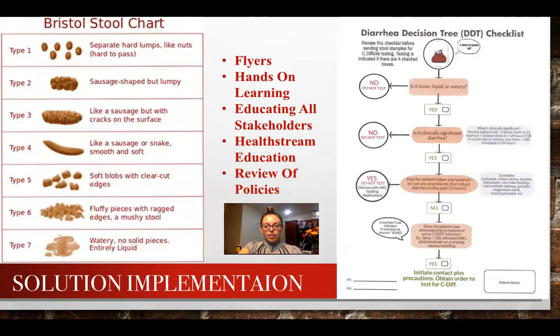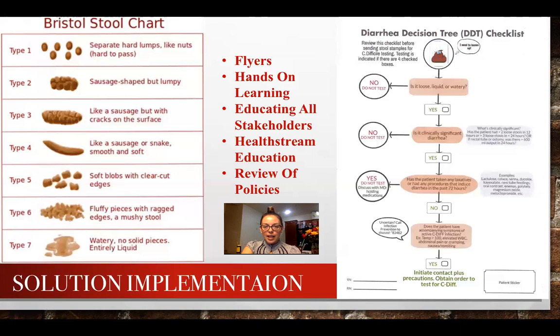Is it clinically significant? What is clinically significant? Has the patient had greater than 2 loose stools in 12 hours or 3 loose stools in less than 24 hours? Or if a rectal tube or ostomy was there, is it greater than 600 ml output in 24 hours? If it is, you go down to the next one. If it's not, you do not send. A lot of patients, okay, let's go to the next one and then I'll tell you.